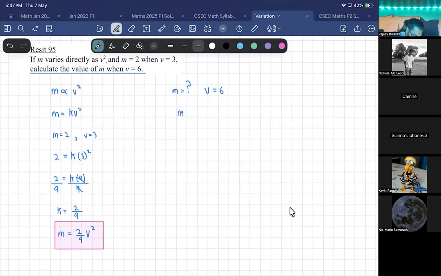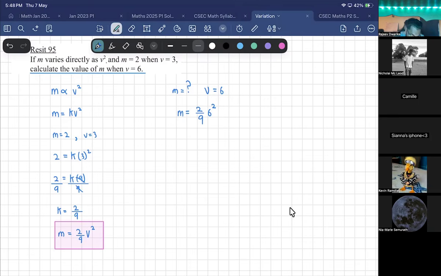So all that's going to be is m is equal to 2 over 9 multiplied by what? By 6. Correct yourself. Wouldn't it be 6 squared? Right, like you're scared to say squared.